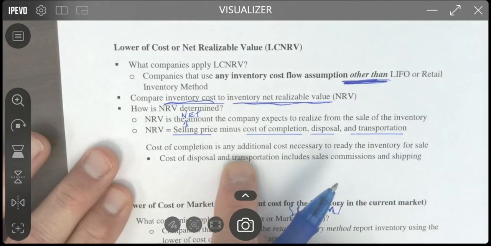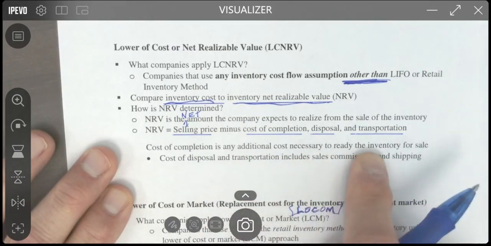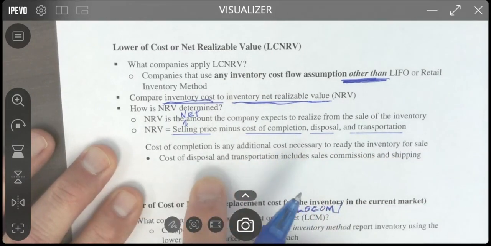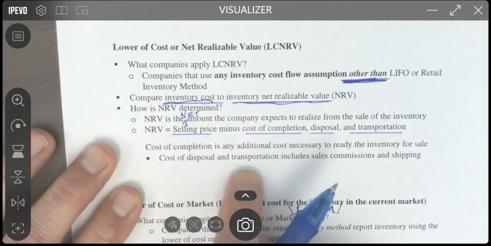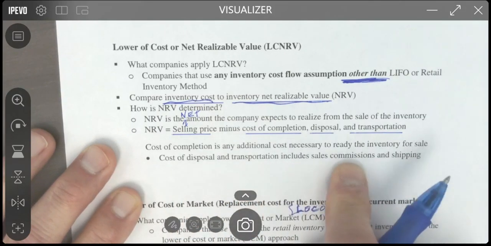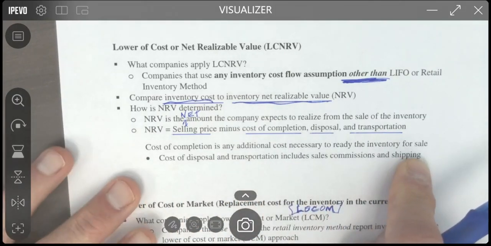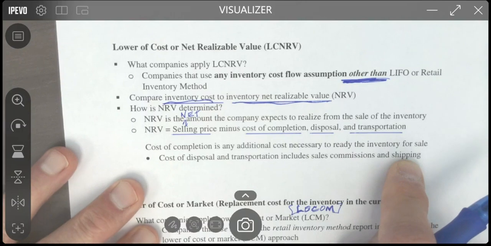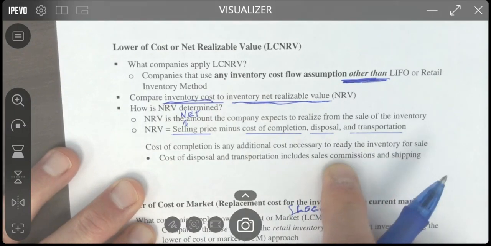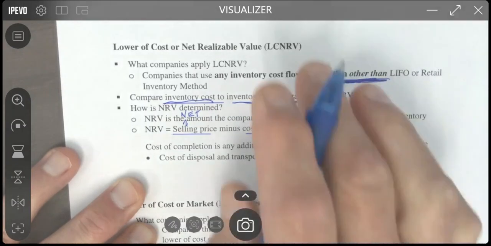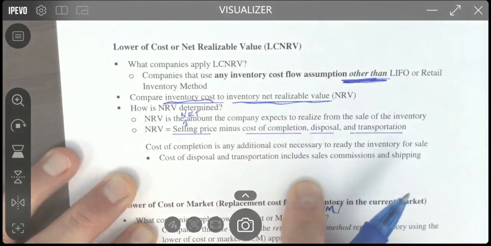Cost of completion is any additional cost necessary to get the inventory ready for sale. Cost of disposal and transportation includes sales commissions and shipping. Okay? That's lower of cost or net realizable value in detail.